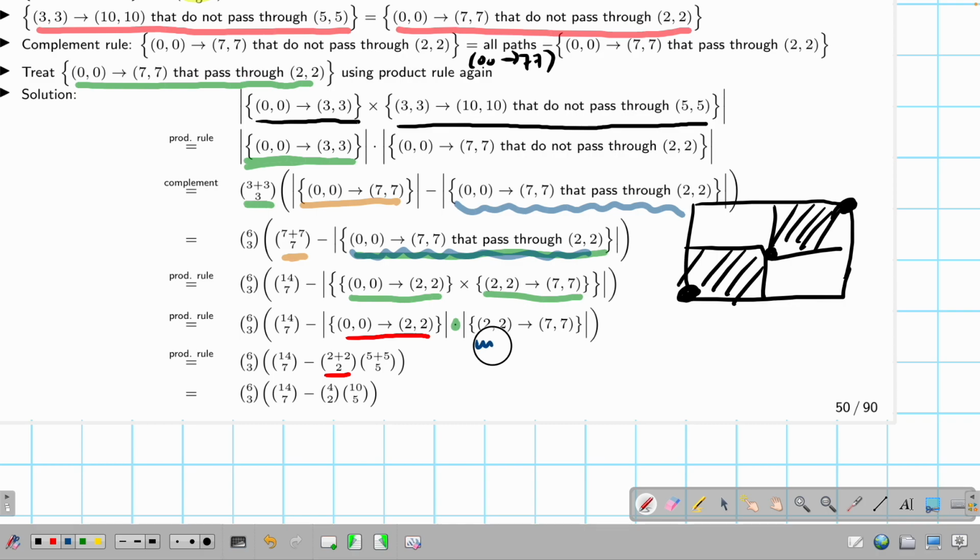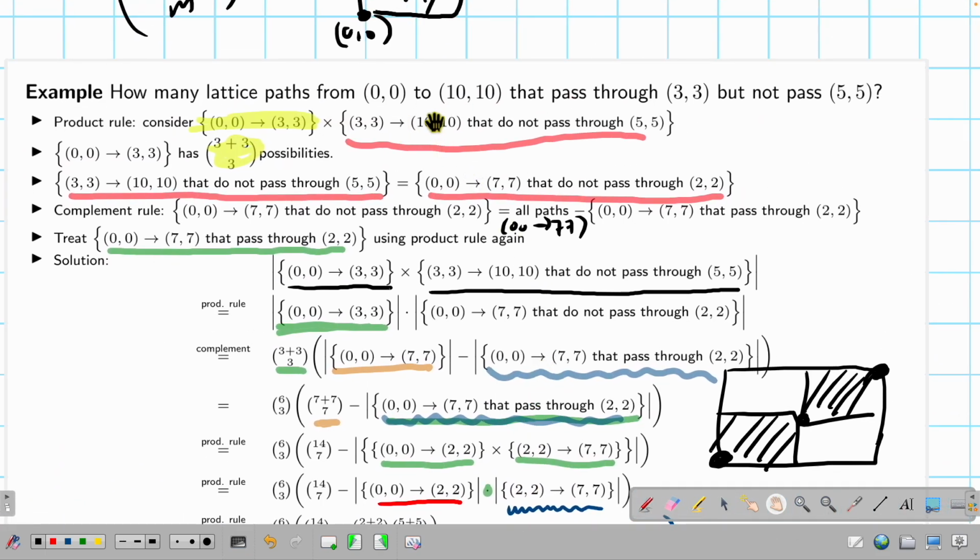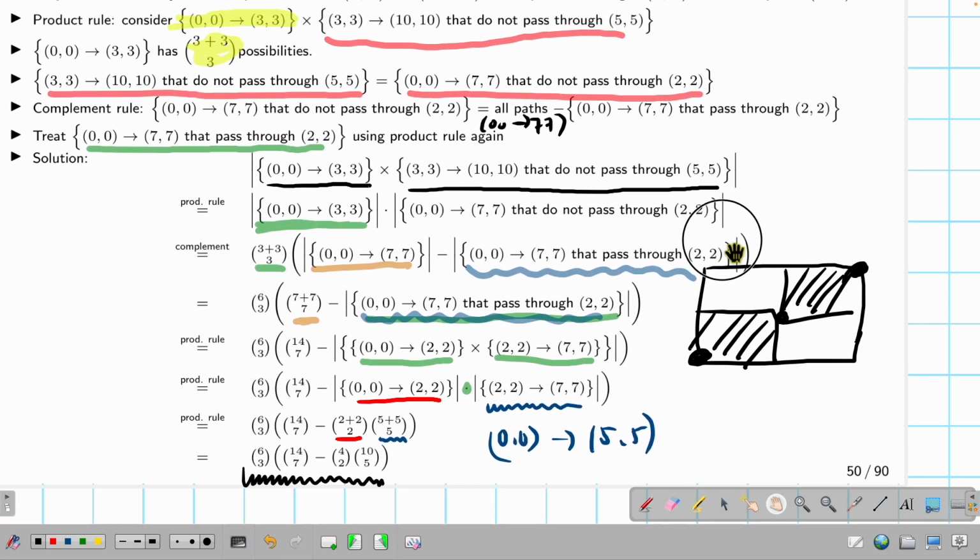And then what is this? This is the same as (0,0) to (5,5), right? So we have this. So finally, we combine everything. We get this. Okay, so that's the answer. So this is the number of ways from (0,0) to (10,10) that must pass through (3,3) but not (5,5).